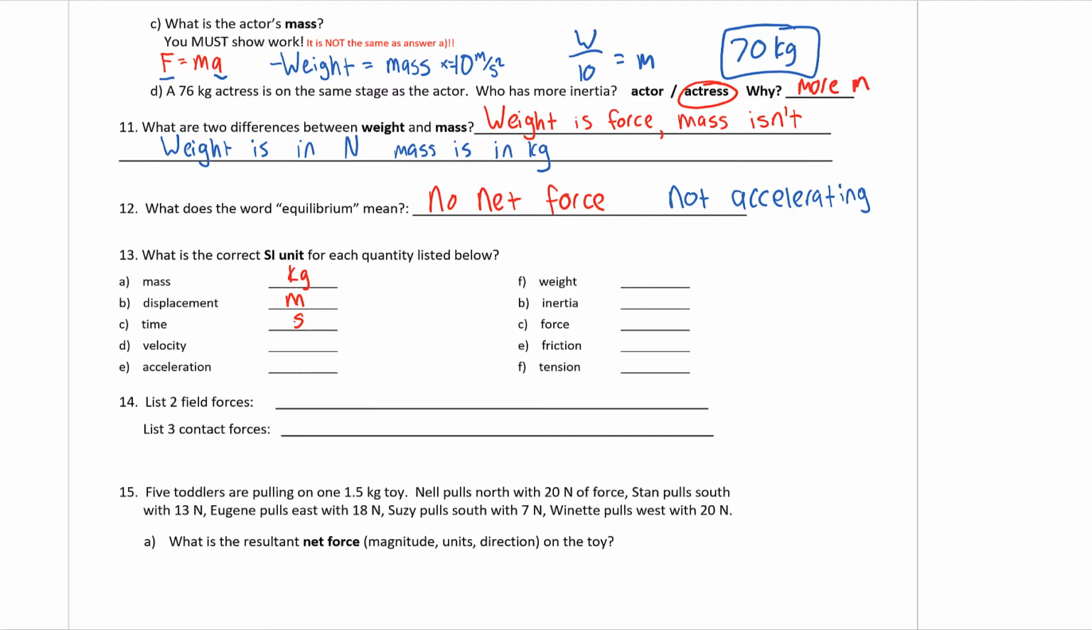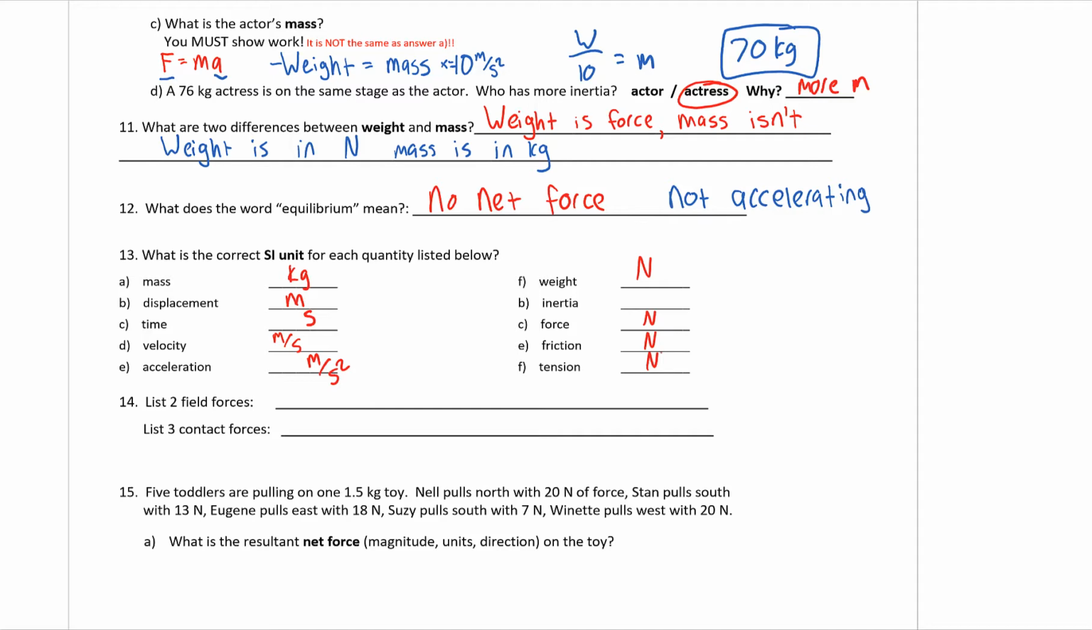S for seconds. Velocity is going to be how far you go per unit of time, so it's in meters per second. Acceleration is how much your velocity changes per second, so it's meters per second per second, which we often write as meters per second squared. Weight is a force, so it's going to be measured in newtons. All the other forces are also measured in newtons, so force is in newtons, friction is a force, which resists motion, then tension is the force in a rope.